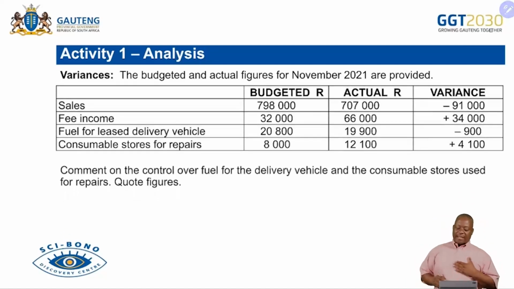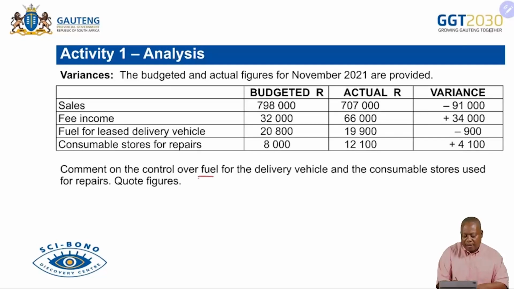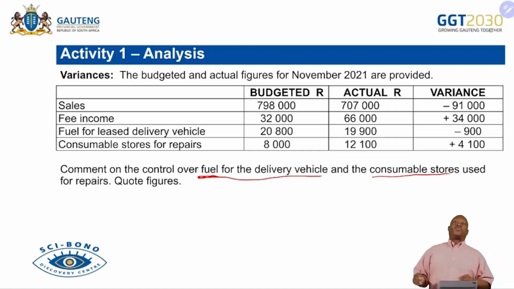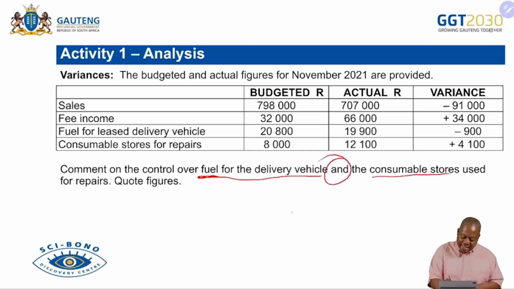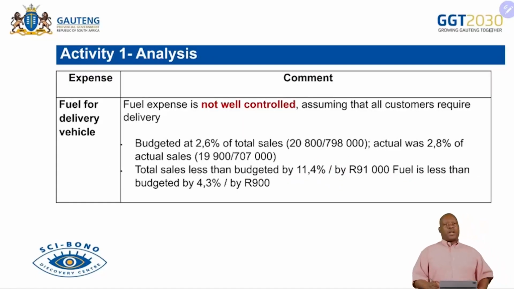Now, what are they saying we should do? Comment on the control over fuel for the delivery vehicle and consumable stores used. So we are commenting on fuel and consumable stores. And please check here, they said and. They didn't say or. They said and. It means we are going to comment on both. We quote figures in our explanations. So let's look into fuel for delivery vehicle.